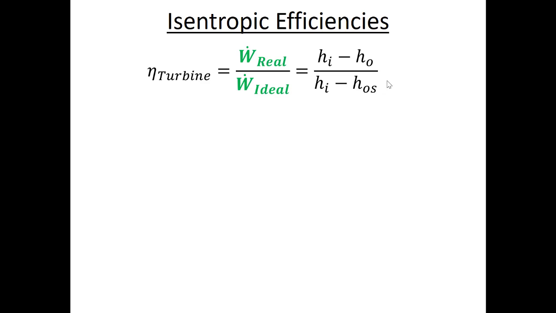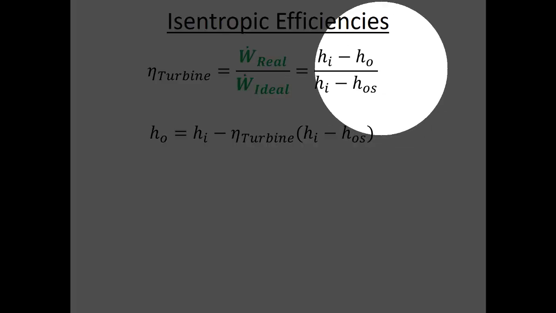So for each of these turbines, it's going to be h in minus h out divided by h in minus the isentropic outlet of the component, right? So this is true for the first turbine, and it's true for the second turbine. So here, what I would actually like to do for both of these cases is find the real outlet.